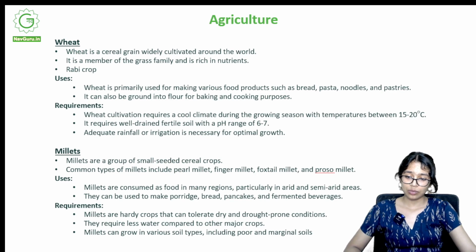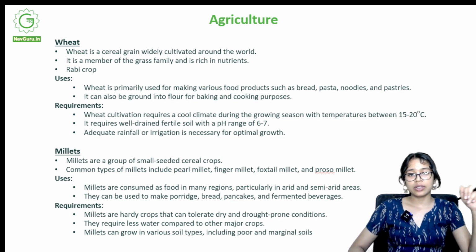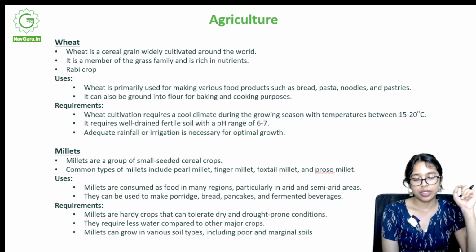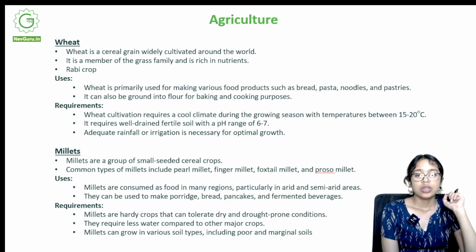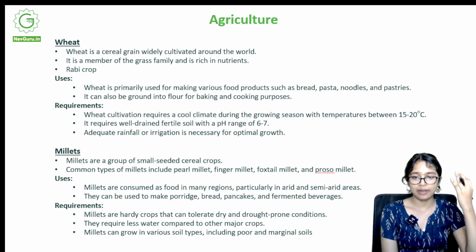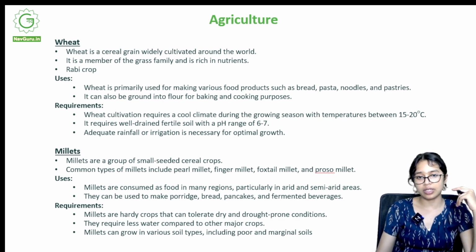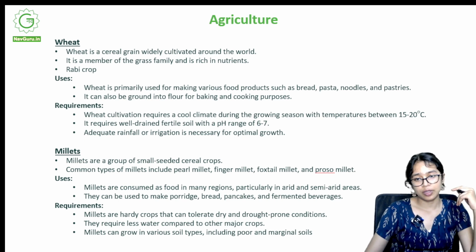Okay. Moving on to wheat. Wheat is a cereal grain widely cultivated around the world. It is a member of the grass family and it's very rich in nutrients. Uses. Wheat is primarily used for making various food products such as bread, pasta, noodles and pastries. It can also be ground into flour for baking and cooking purposes. So it is a rabi crop.